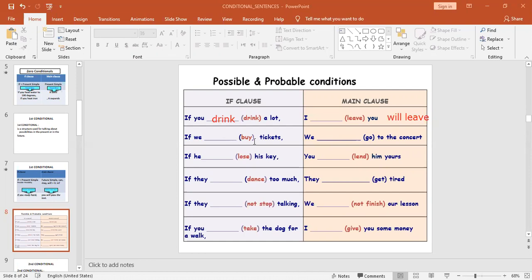If we buy tickets, buy is between brackets, we go to the concert. Go is also between brackets. So what will be the answer? This is the first conditional. If we buy, what will happen if you buy? We will go. We will go. What about the next part?